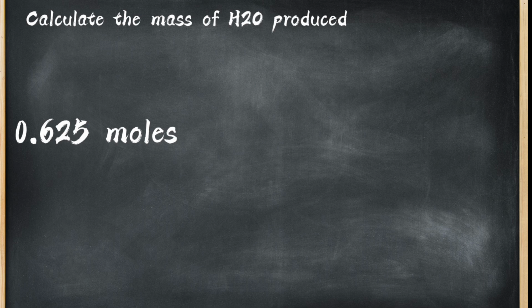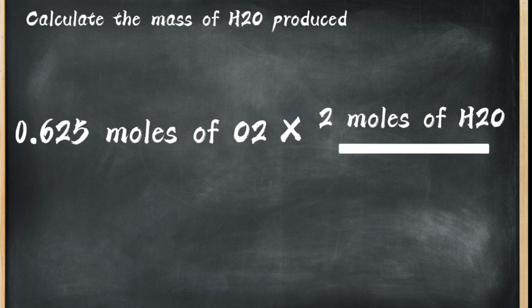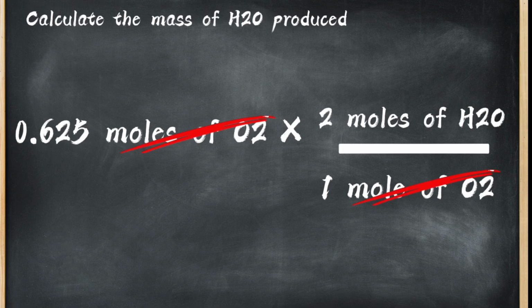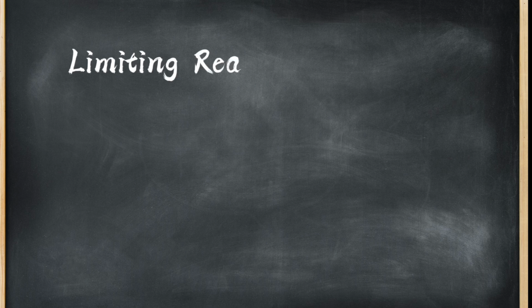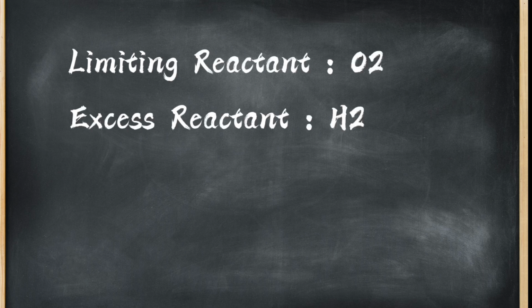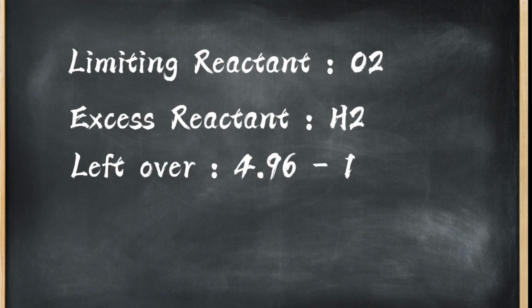Then, calculate the moles of water produced. 0.625 moles of oxygen multiplied by 2 moles of water over 1 mole of oxygen is equal to 1.25 moles of water. Therefore, the limiting reactant is oxygen, the excess reactant is hydrogen, and the leftover is equal to 4.96 moles minus 1.25 moles, which is equal to 3.71 moles of hydrogen.